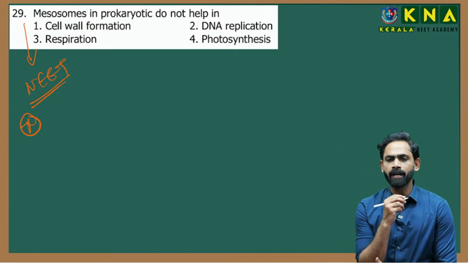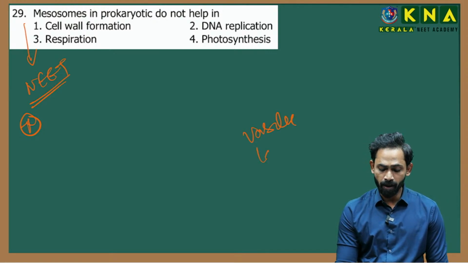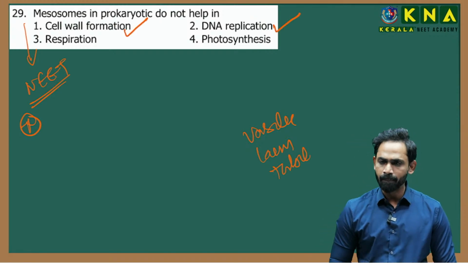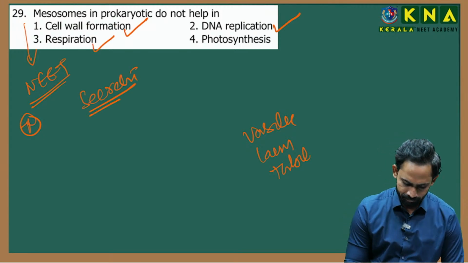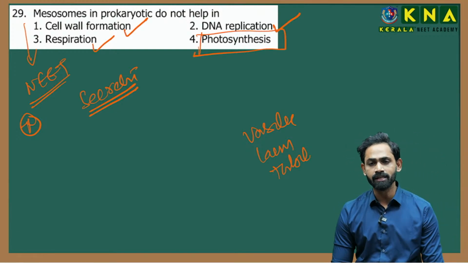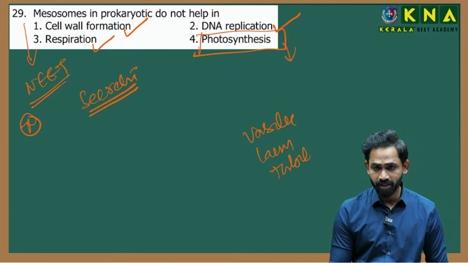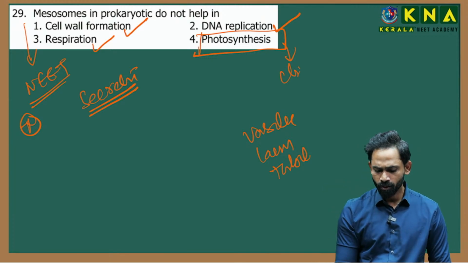Mesosomes are membrane foldings in the form of vesicles, lamellae and tubules. Their functions include helping in cell wall formation, DNA replication, respiration and secretion. But they are not involved in photosynthesis. Which structures are involved in photosynthesis in bacteria, such as cyanobacteria?